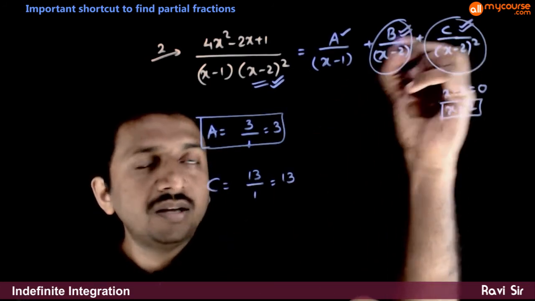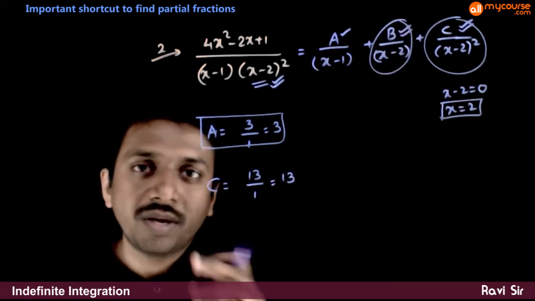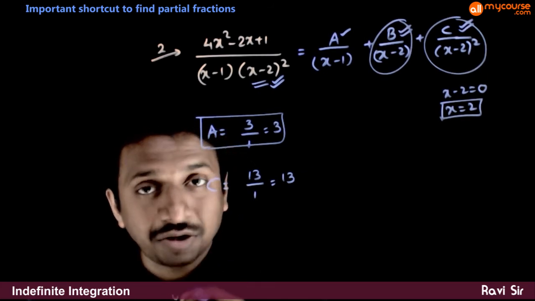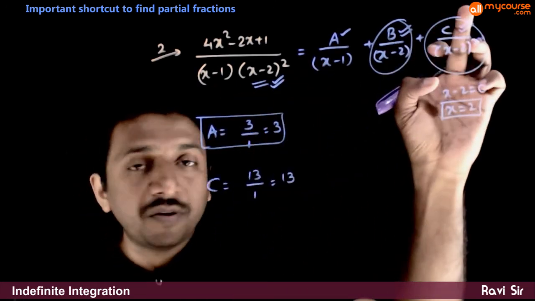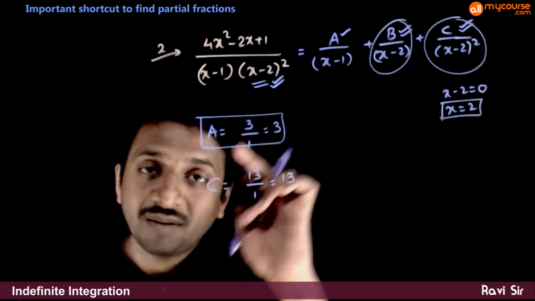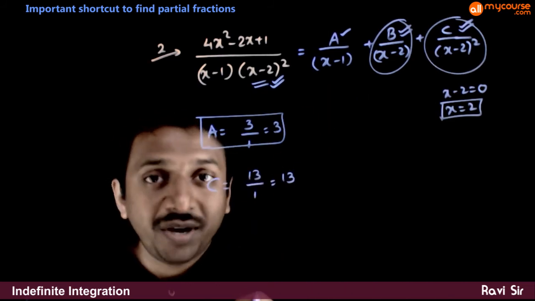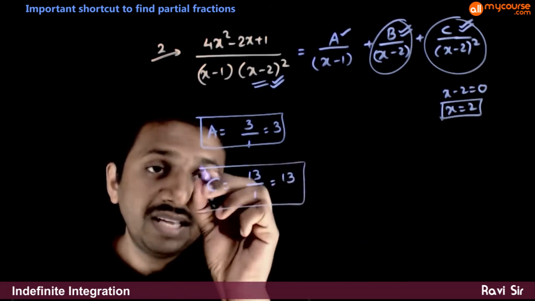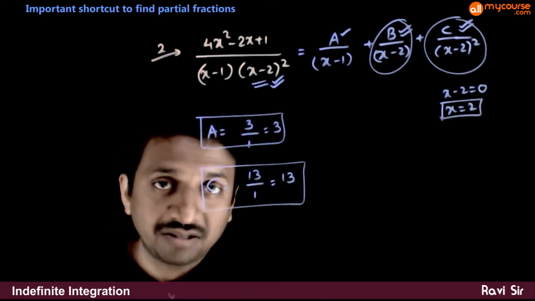B has to be found using the LCM method, but once A and C are found, you have only one unknown, so it is very easy to find. You just need one equation. I hope you are understanding the second shortcut. If you have a repeated linear factor, the unknown corresponding to the highest power can be found using the shortcut. The unknown corresponding to a linear factor can be found using shortcut 1. The unknown corresponding to the highest power of a repeated factor can also be found using the shortcut. I hope these two shortcuts will be very useful to you when you deal with problems on partial fractions.